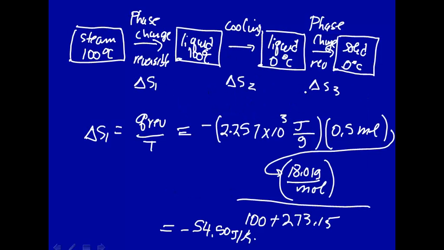Now let's look at the third step. The third step is a phase change, just like we did here. Only we're going this way, and we're taking heat out, so it should be negative.